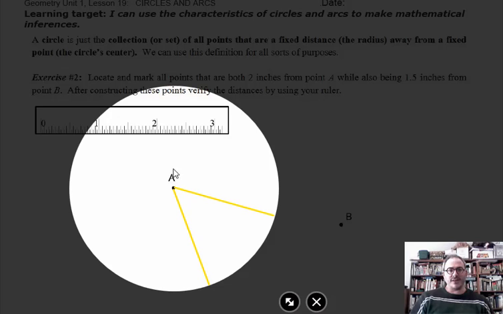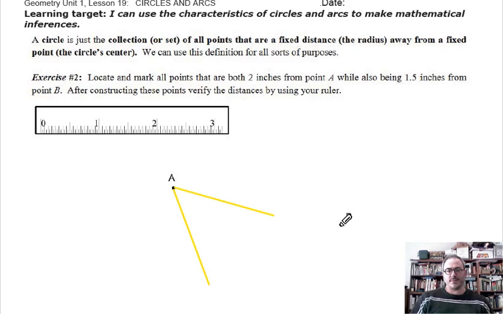So circle A, the points that are 2 inches from point A, is going to be all the points that are exactly the same distance away from A. All the points equidistant from A comprise circle A. And now I'll need to do the same thing for B. B, 1.5 inches. 1.5 inches, that's too much. Perfect. And then I'm going to try 1.5 inches this way. Ooh, I came pretty close on my first attempt.